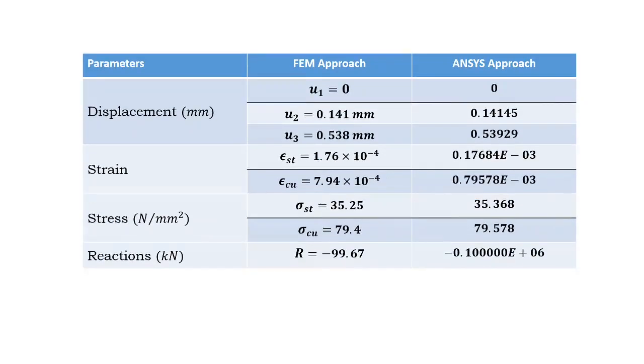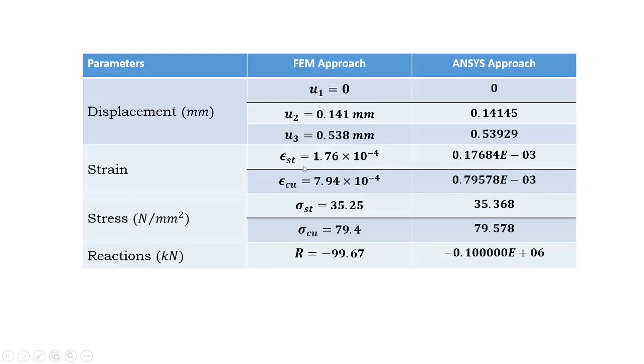Okay, this is the table where I am comparing both the FEM approach as well as ANSYS. So my U1 is 0 in both cases. My U2 is 0.414 in case of FEM, here also it is the same. U3 is 0.538, here it is 0.539, nearly equal.